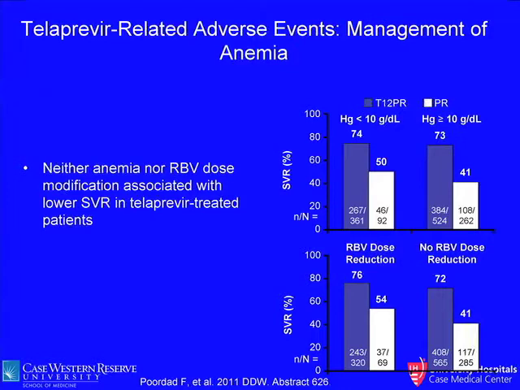And if one again looks at the management of anemia in patients who take telaprevir, it appears based on these two tables that look at ribavirin dose reductions in patients who took the drug plus pegylated interferon and ribavirin versus no ribavirin dose reduction, that neither anemia nor ribavirin dose reductions were associated with a lower SVR. So again, with telaprevir, if you experience anemia, ribavirin dose reduction is a reasonable way to go that preserves a decent outcome for your patient.